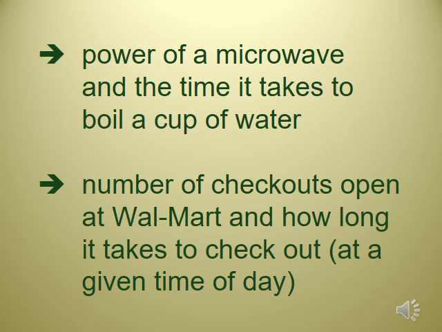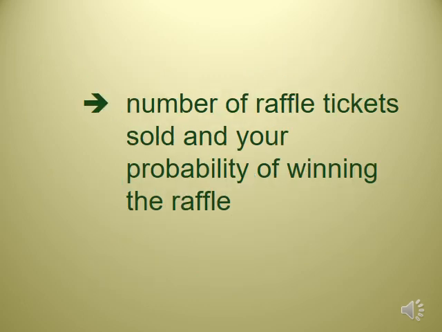And another one here, the number of checkouts that are open and how long it takes you to check out at Walmart. If you've got lots of checkouts available, you're going to get through quicker than if there's only one or two checkouts open. One more negative correlation, the number of raffle tickets that are sold and the probability for winning a raffle. If there's not very many tickets, your chances of winning go up.